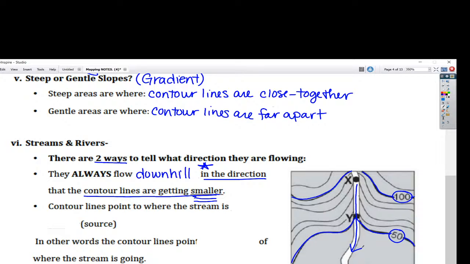There is a second way though. Contour lines always point, and I'll show you what the pointing is. As they pass over the stream, they make this little V shape, and they always point to what's called the source of the stream. So maybe a high alpine lake, which means a lake that's in the mountains, or maybe there's a bigger river up there. So they always point to where the stream is coming from.